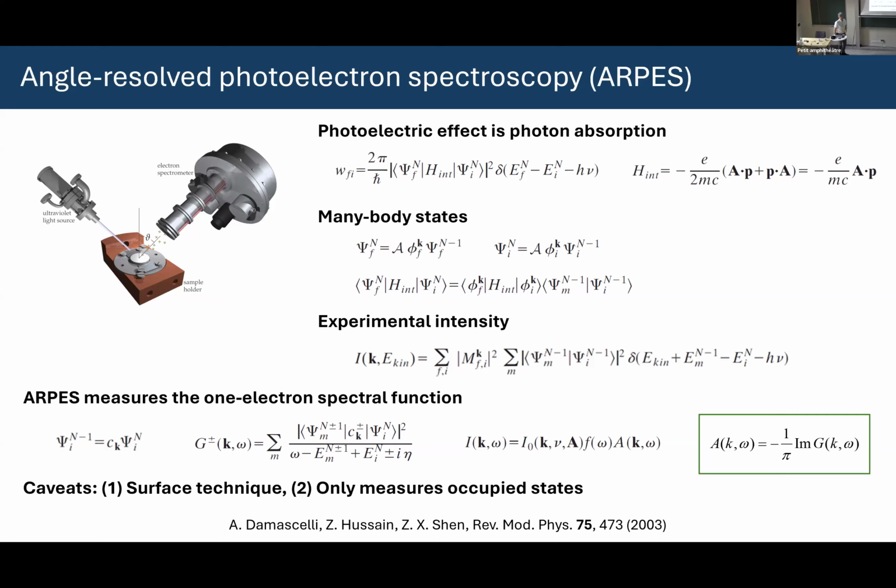It's incredibly important. If you have a simple band system like silicon, you'll see nice dispersing bands. You can map out band structure with this. If you have a strange metal, you just get an incoherent mess, and it's a hot topic. So what this does is really important. The only caveats here are that it's a surface technique, so you only measure the electrons at the top layer. And again, it only measures below the Fermi energy.